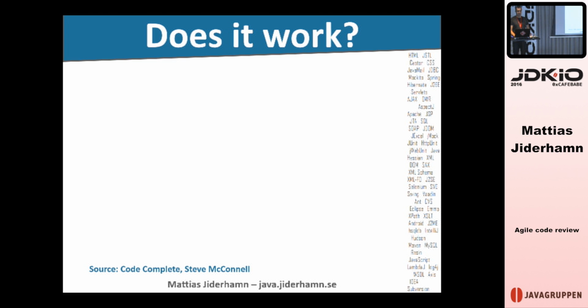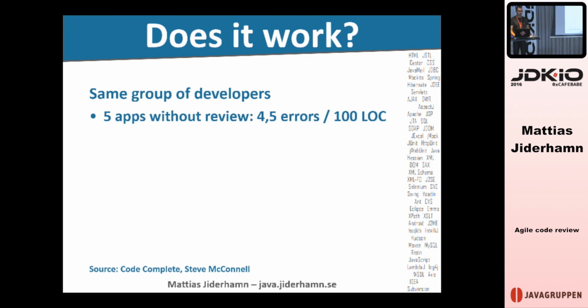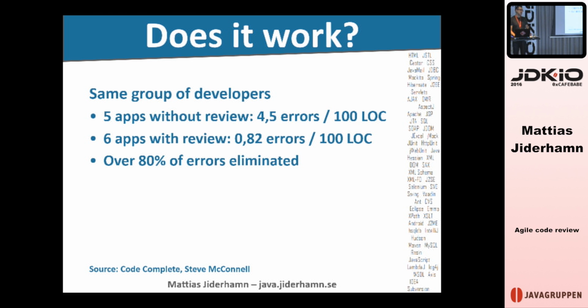They did a test on another group of developers. The same group of developers were first given the assignment to write 5 applications without doing any code review. After that, they estimated that there were 4.5 errors per 100 lines of code. Then they were assigned to develop 6 other applications using code review. After that, they found 0.82 errors per 100 lines of code. So that means that over 80% of the errors were eliminated through the code review process.